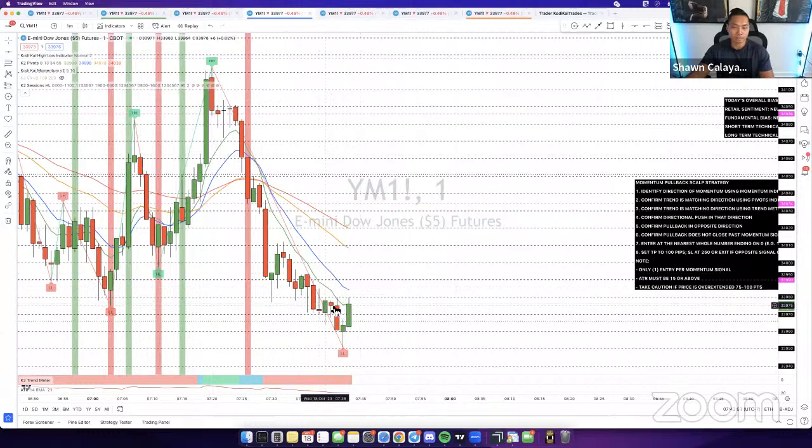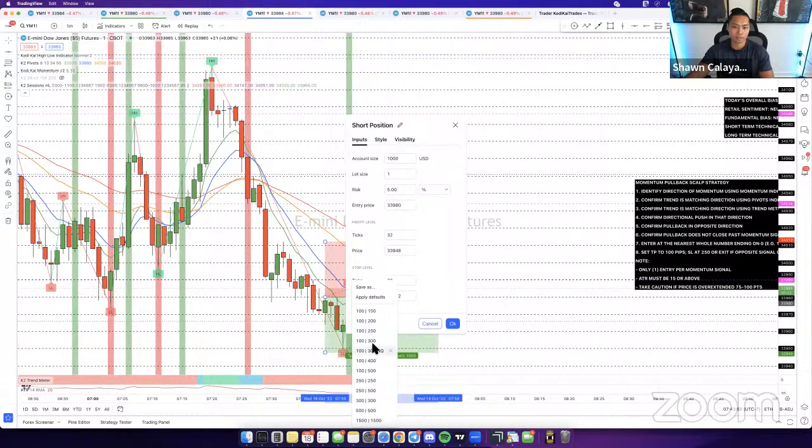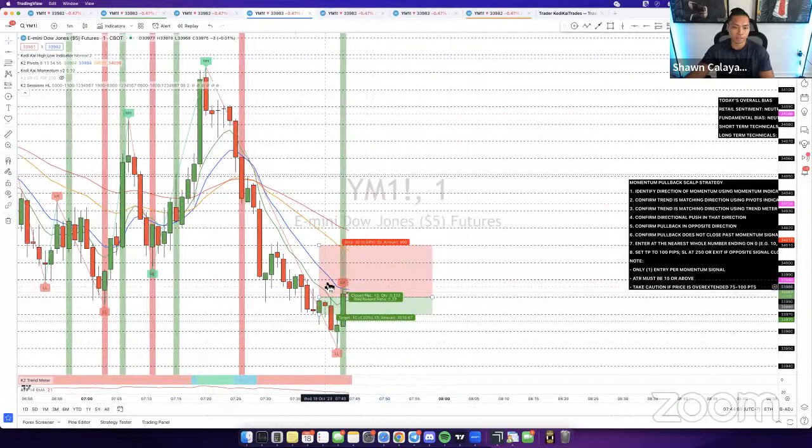There was another momentum pullback scalp that came up right here. I don't know if anybody else caught this either. There's just a lot of entries that are now coming up very last minute that I'm just barely seeing. So there was another entry that came up right here.